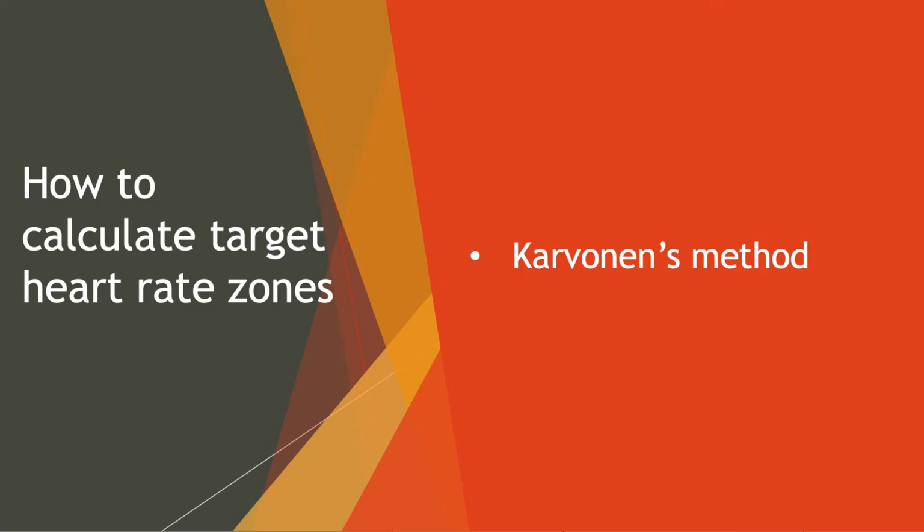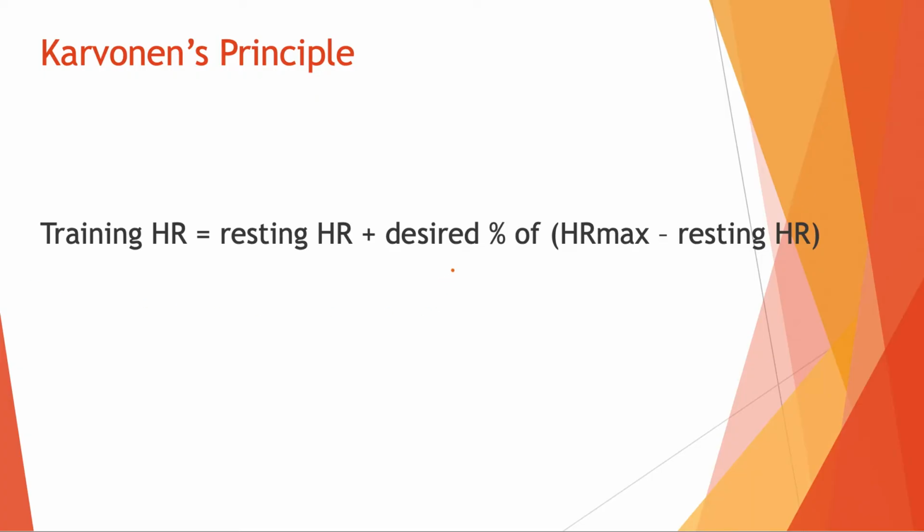It's called Karvonen's method. It is a slightly more complicated equation, but I think when we work it through, you will be happy with it. So it uses this heart rate max again, 220 minus age. That's exactly the same as the heart rate max method. But Karvonen's method also takes into account resting heart rate. Resting heart rate is a really good indicator of aerobic fitness.